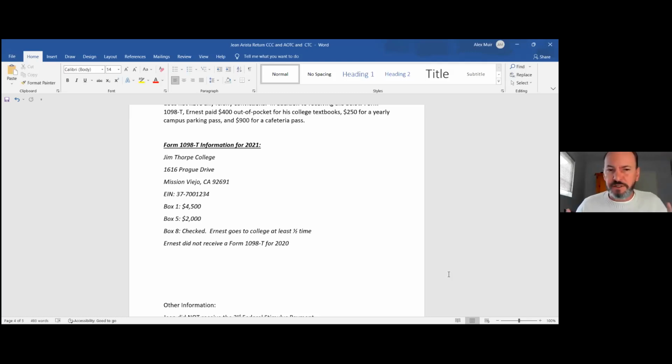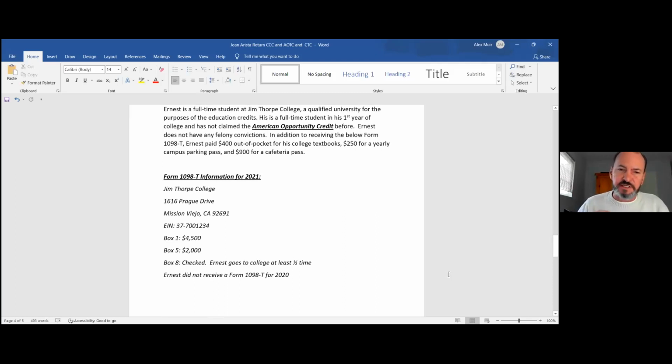And so again, what you want to do for this scenario, and Sean and I will go through it, is determine what are called the qualified education expenses. In this scenario, you're going to take box 1, subtract box 5, because that $4,500 was paid, but there's a scholarship. So you subtract $2,000 from $4,500, and you end up with $2,500 out of pocket for tuition. Then you're going to add that $400 for textbooks, and then you'd be up to $2,900. And so that's how that works.